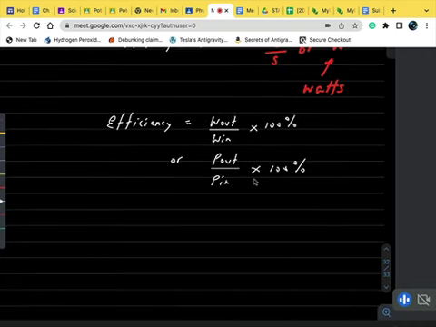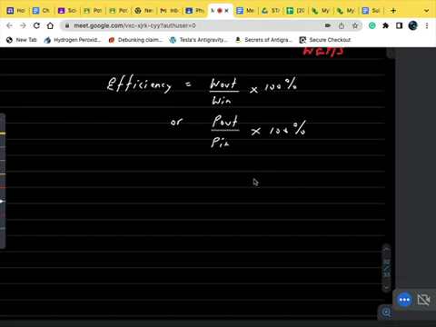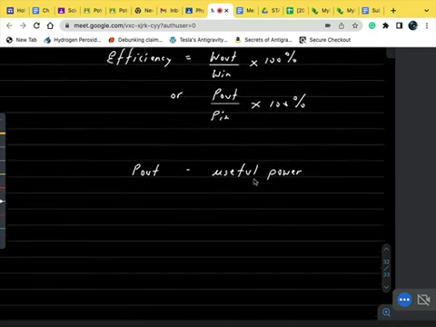Now, what do we mean by in and out? So I'm going to work with the power. I'm going to define this in terms of power, but it applies to work as well. The output is the useful power. What does that mean? That means apart from heat loss. Does not include heat loss.